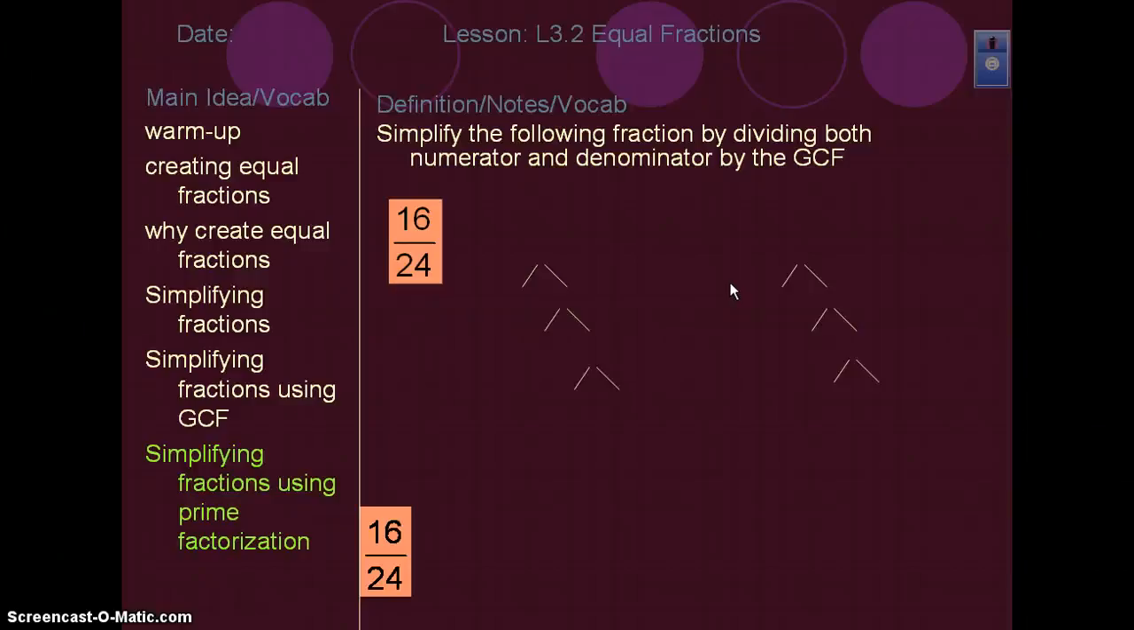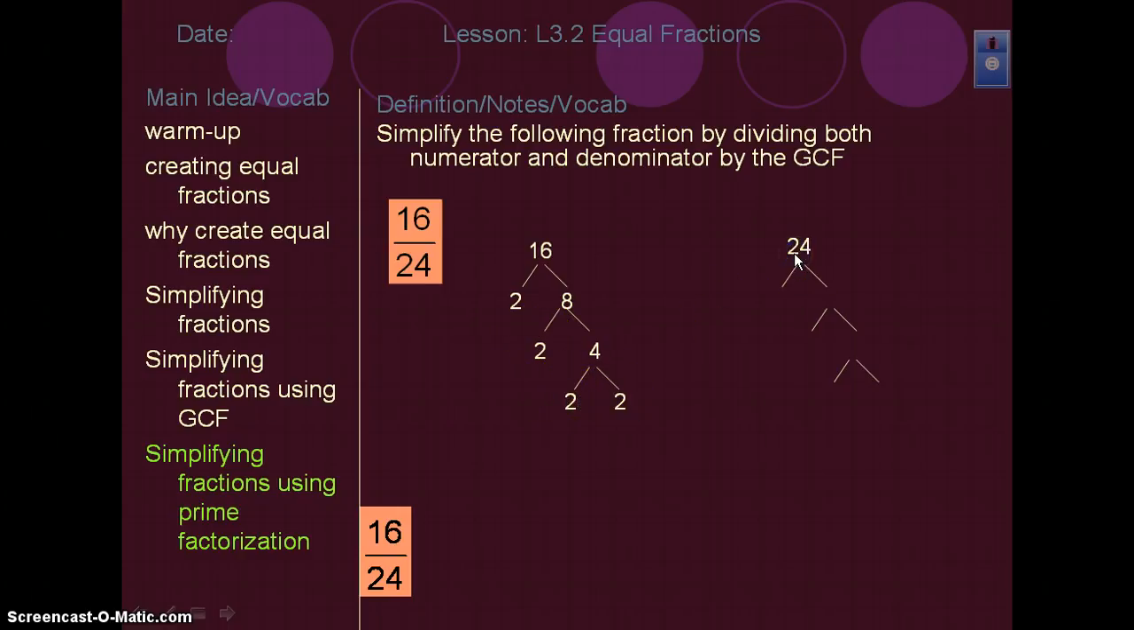Well, we can also simplify using a prime factorization. I can take my 16, it can be split up into 2 times 8. 8 can be split up into 2 times 4. 4 can be split up into 2 times 2. I'm done with my prime factorization when the only way to split the number is into a 1 times. The prime factorization of 16 is 2 times 2 times 2 times 2.